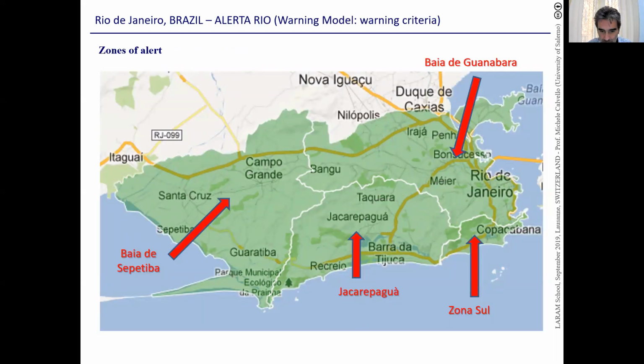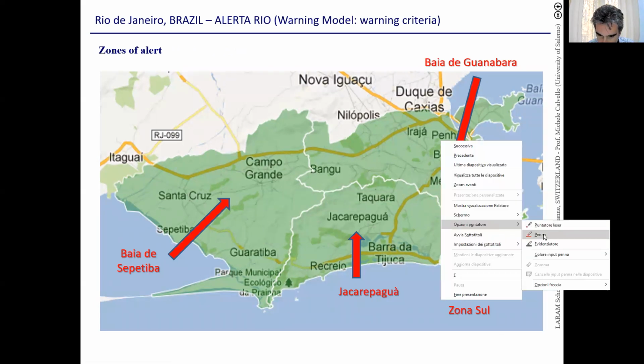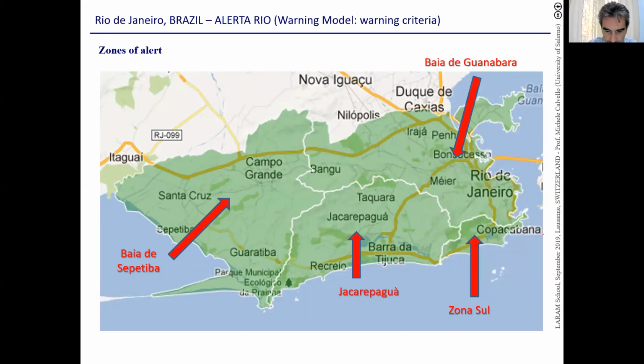Yet, here we go, let's see if the pen is working. Let's have the pen back. We are thinking now at some warning criteria. What are the warning areas that we have? Sorry, just a second. You would excuse me for a second. Here we are. The warning areas are 4. The zones of the alert are 4.